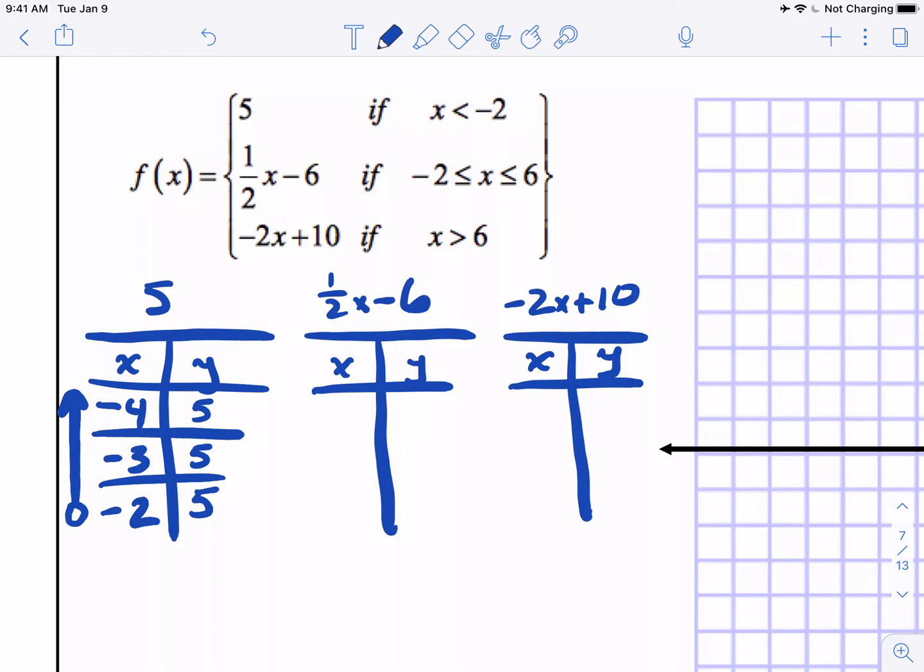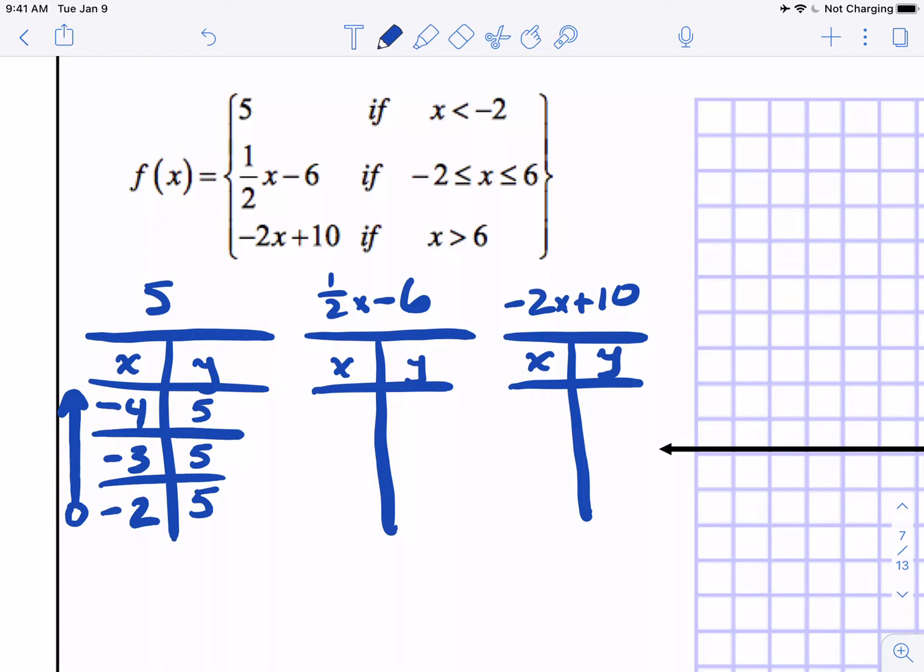What a lot of people do here by mistake is put the arrow going in the other direction. So they'll put like negative 2, negative 1, 0, so the line's going to the right-hand side. But remember, this segment is only defined at everything less than negative 2.